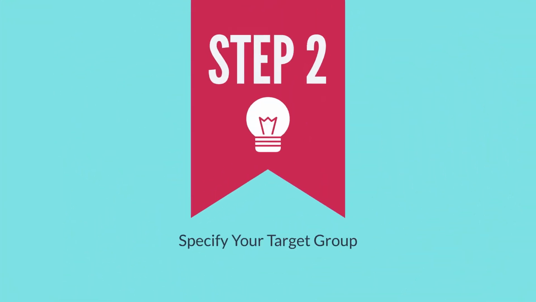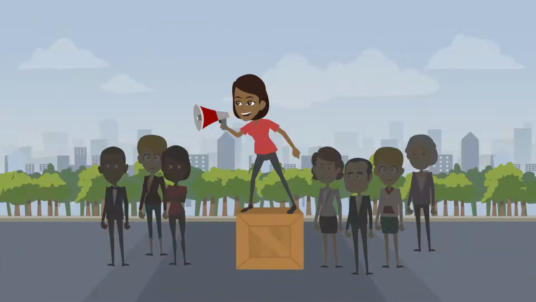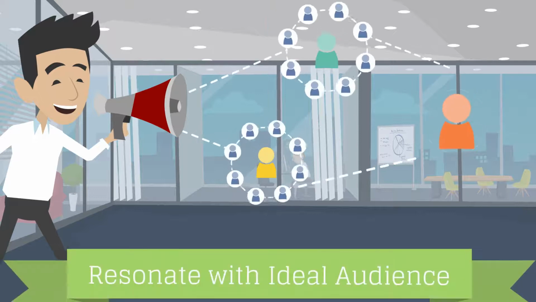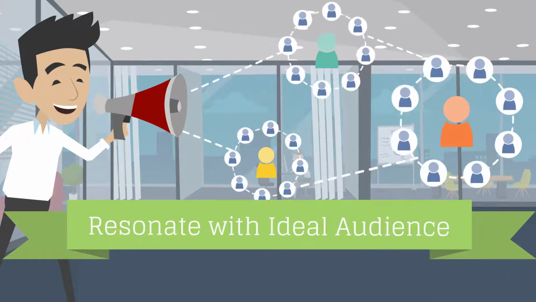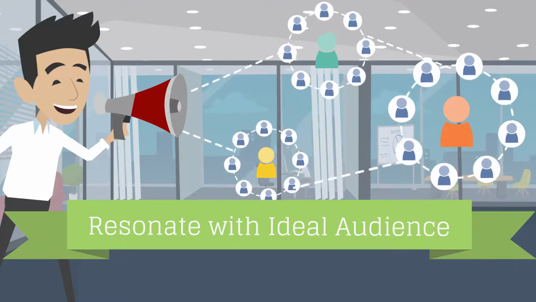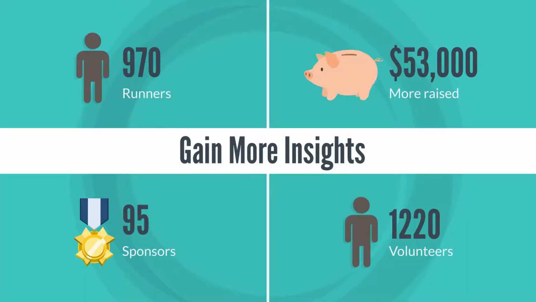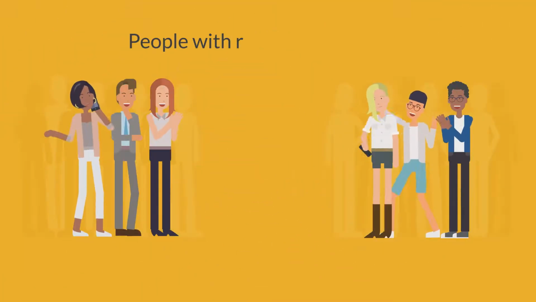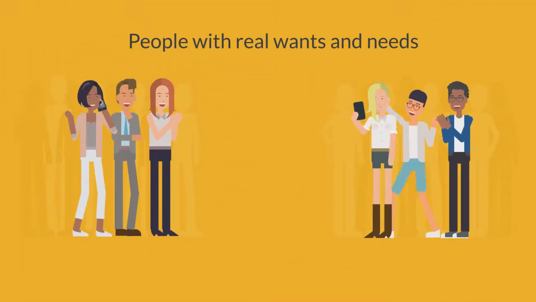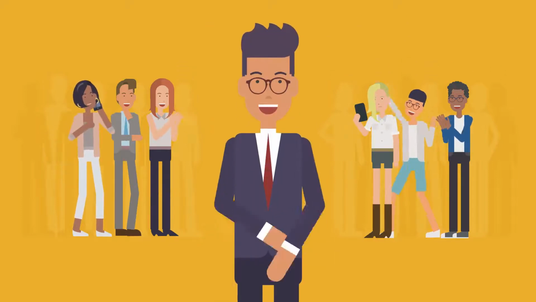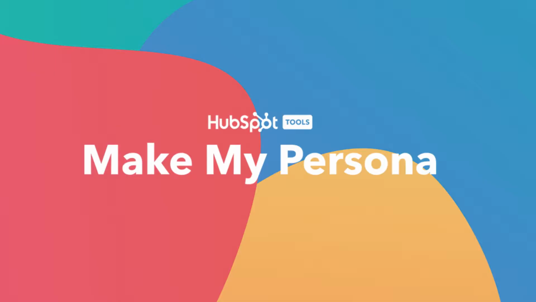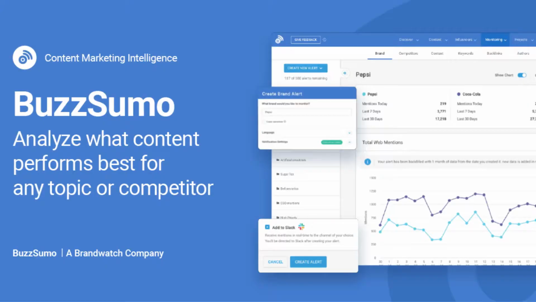Step 2. Specify your target group. Understanding your audience is crucial to a successful social media marketing plan. First, check out who your content resonates the most with and see whether this group matches the ideal audience for your brand. Get familiar with relevant survey reports and statistics to gain more insights. Come up with a few personas that will represent that ideal audience. This will basically be a detailed description of specific people with real wants and needs that you want to turn into your fans and followers. Some tools you can use are Brand24, Make My Persona, Google Trends, BuzzSumo.